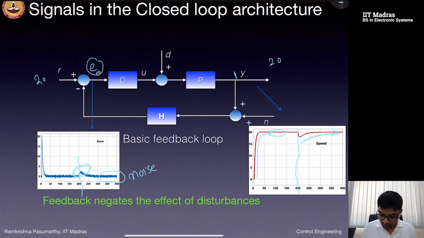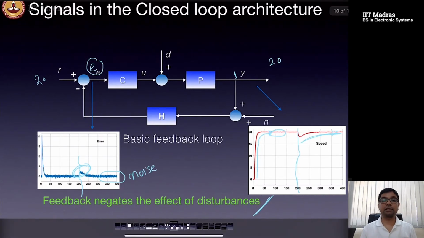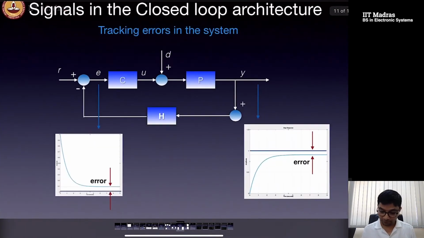So the feedback control loop has the nice effect of negating the effect of disturbances. Again, throughout the course, we will see how to actually design this. So this is just an introduction of what kind of behavior we could expect.